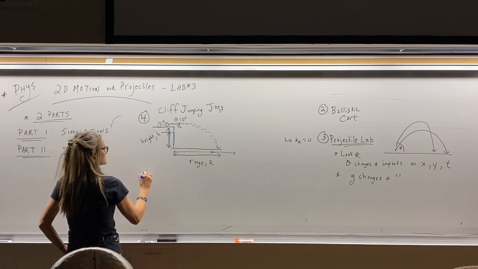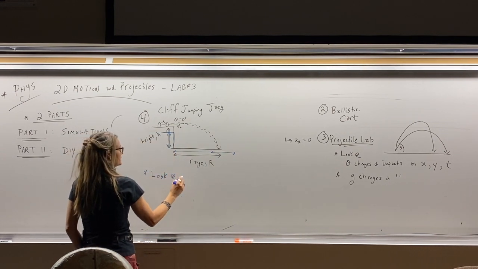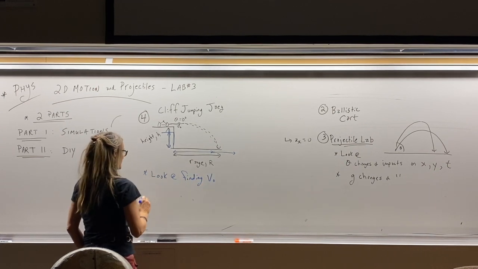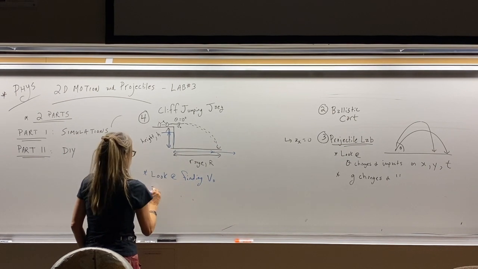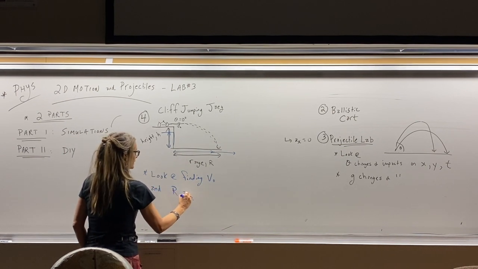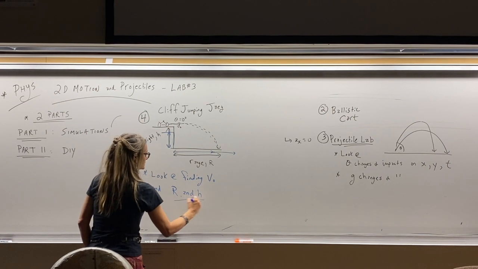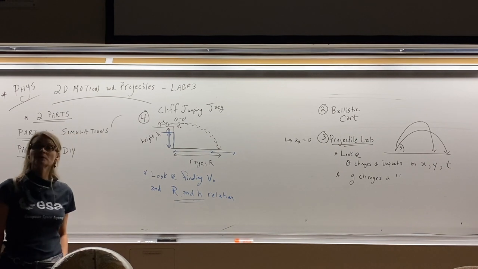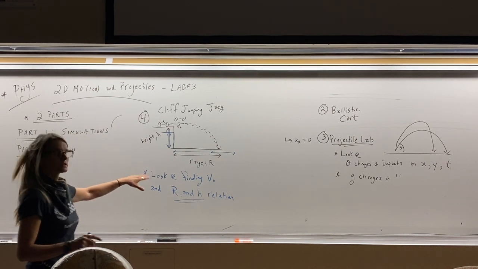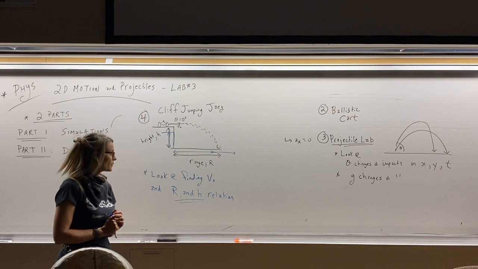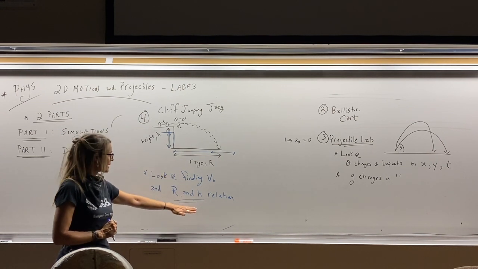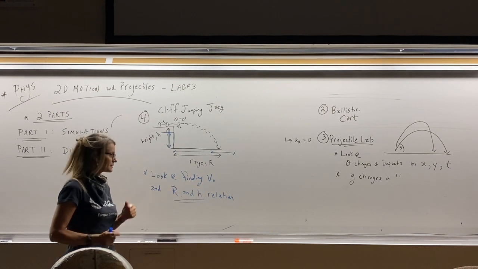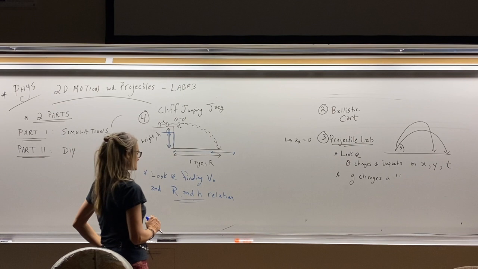So what we want to do is look at finding our initial velocity and then your range and H relation. Can you form a linear relationship between those two variables using your kinematic equations that we outlined at the very beginning? So if you make your equations for your range, make your equations for your height, and you relate the two, can you make a relation and find what the slope is?